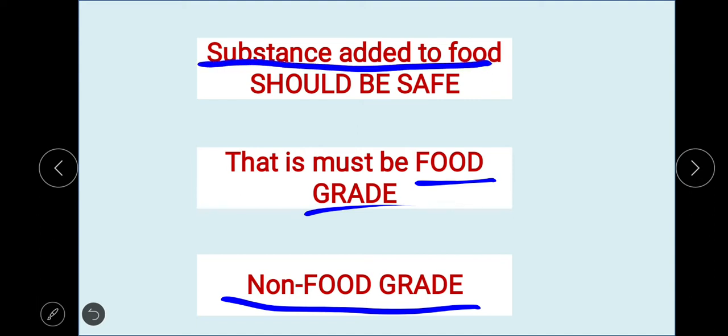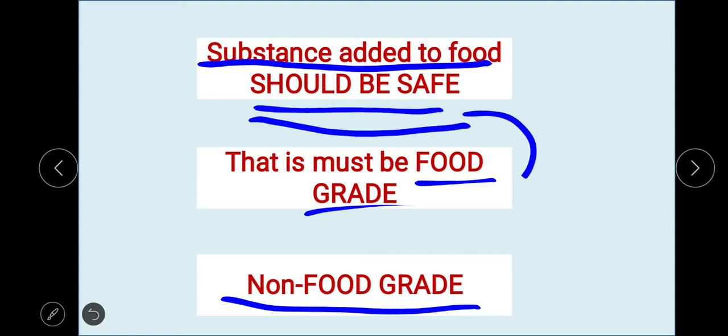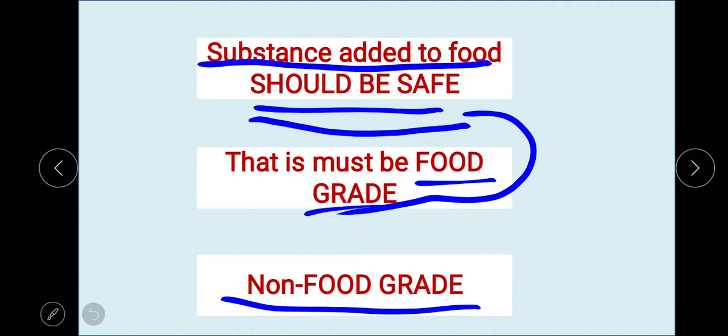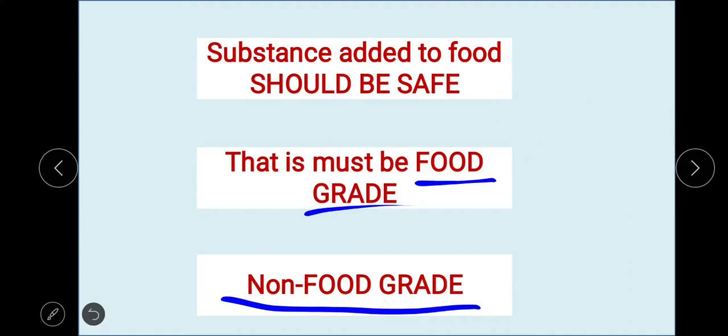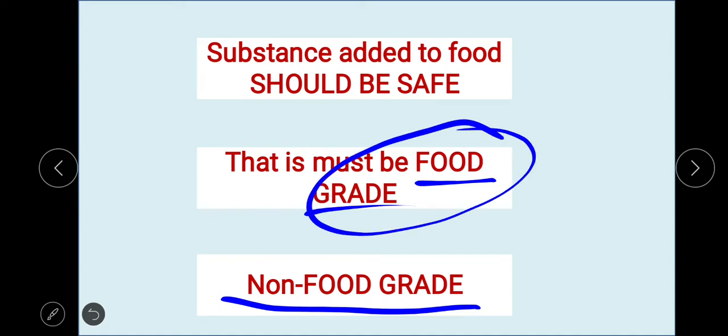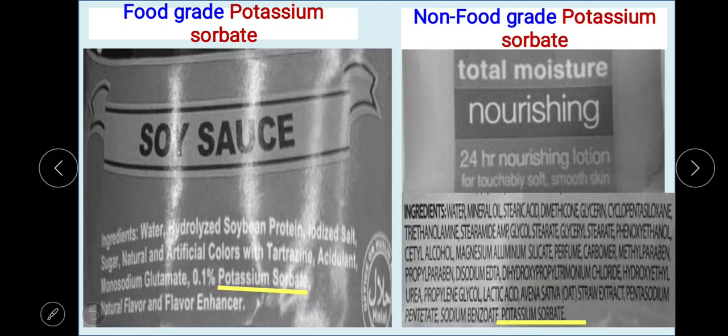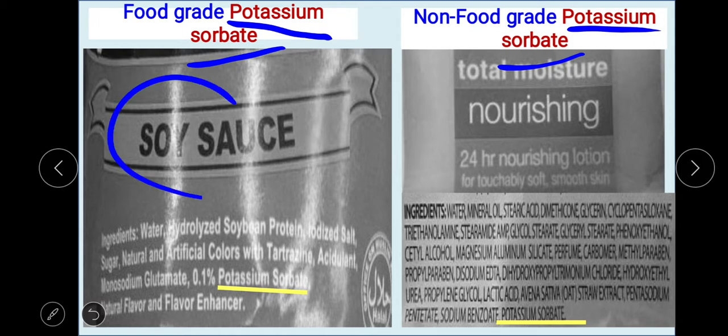Substances added to food should be safe. And it is safe if it is food grade. It is not safe if it is non-food grade. Okay? When substances added to food are safe, then it is food grade. When it is not safe, it is non-food grade. Example here. We have a compound called potassium sorbate. Now, we have two products here. The first one is soy sauce and the other one is lotion.